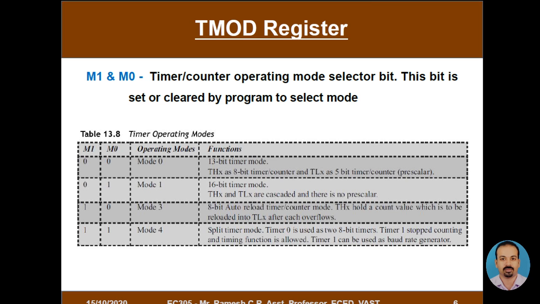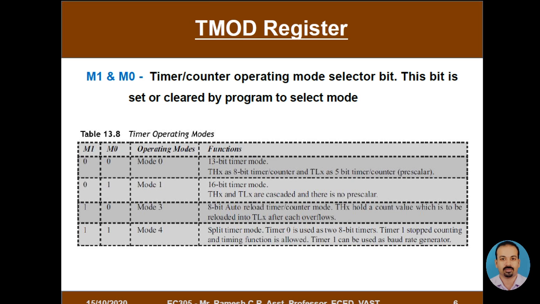So if you look in a simple glance, you can see that if I am configuring M0 and M1 equal to 0, then the operating mode of the timer is mode 0, and the peculiarity of this particular mode is that the timer is now acting as a 13-bit timer. That is, it can count from 0000H to 1FFFH. Out of these 13 bits, the lower 8 bits will be stored in the THx register, and the upper 5 bits of the count will be stored in the TLx register.